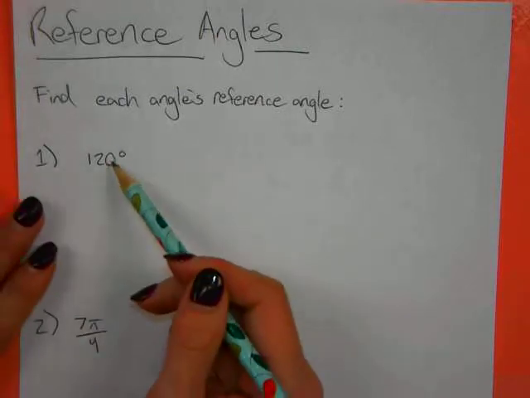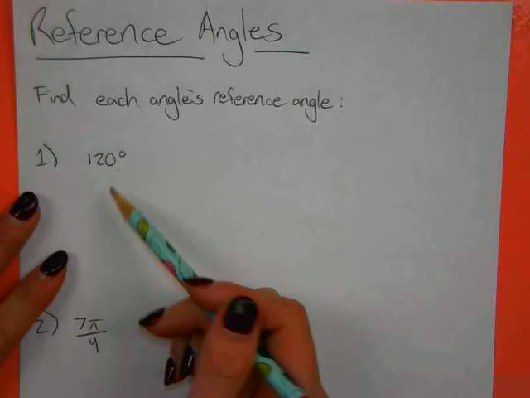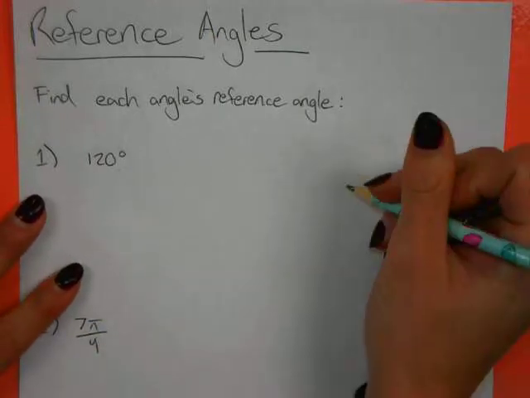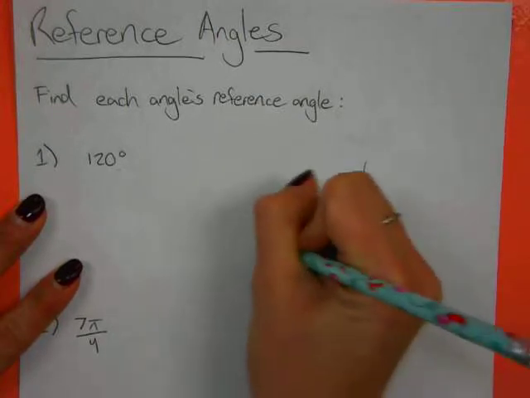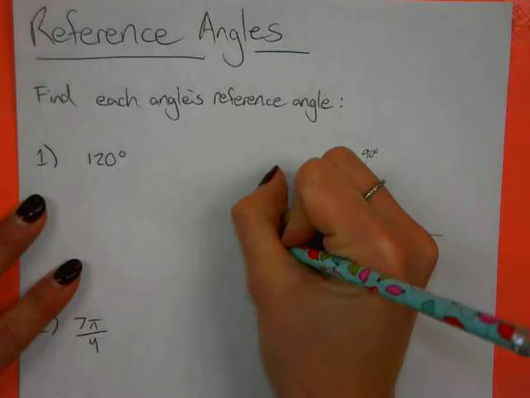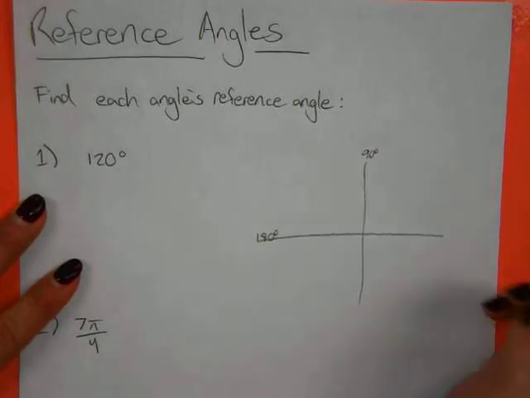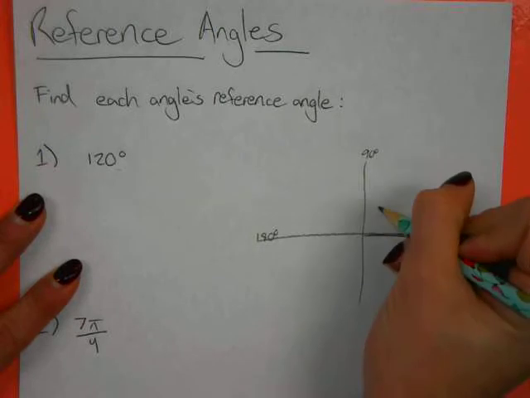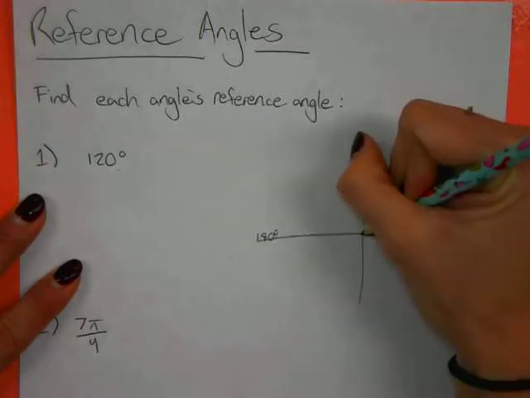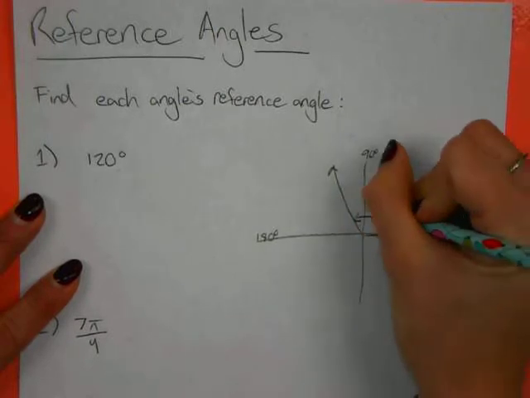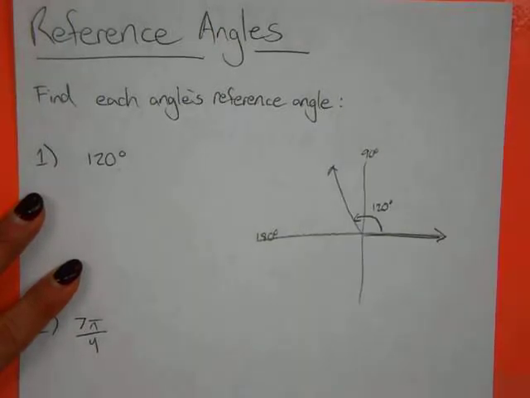So let's think about 120 degrees. Sometimes it helps to picture what the angle looks like so that you can see where the x-axis would be. If I sketch 120 degrees, it would fall between 90 and 180 degrees. If this is my initial side, then I would have to go past 90 and about 30 more degrees. This angle right here would be 120 degrees.